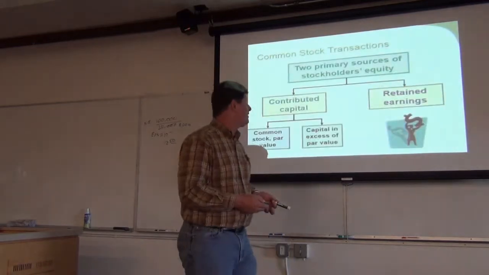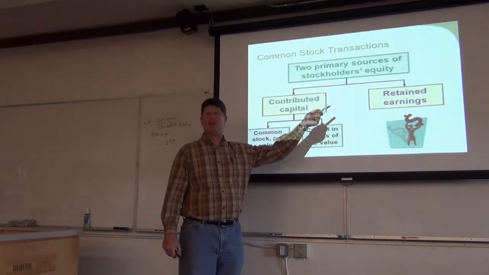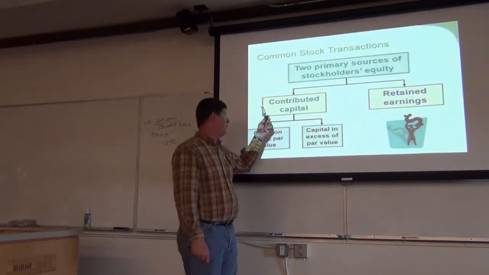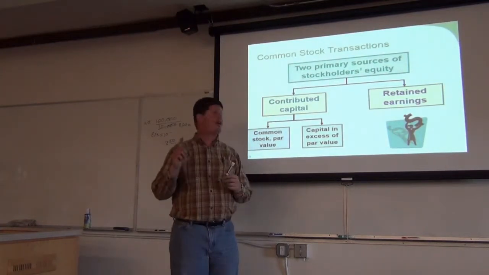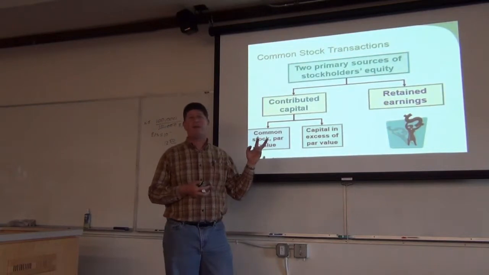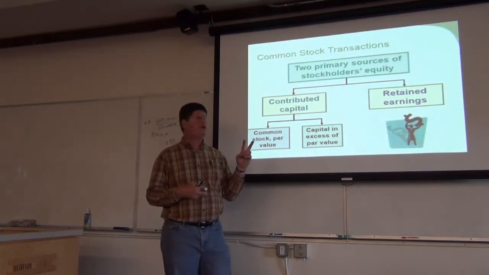Okay? All right. So that's the retained earnings side of things. It's accumulated earnings and profits, less dividends paid over time. The contributed capital section is broken down into two parts. It's the common stock. And have we talked about par value for common stock before?